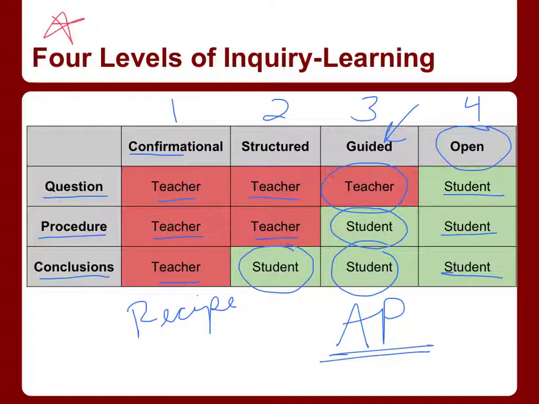All right, so we'll be talking more about these in just a second. But these are the 4 levels of inquiry. We can say that confirmational and structured inquiry is all about pre-AP classes. All right, those are your freshman, sophomore, and junior level classes. And in an AP class, we're looking to approach guided inquiry and hopefully even open inquiry.